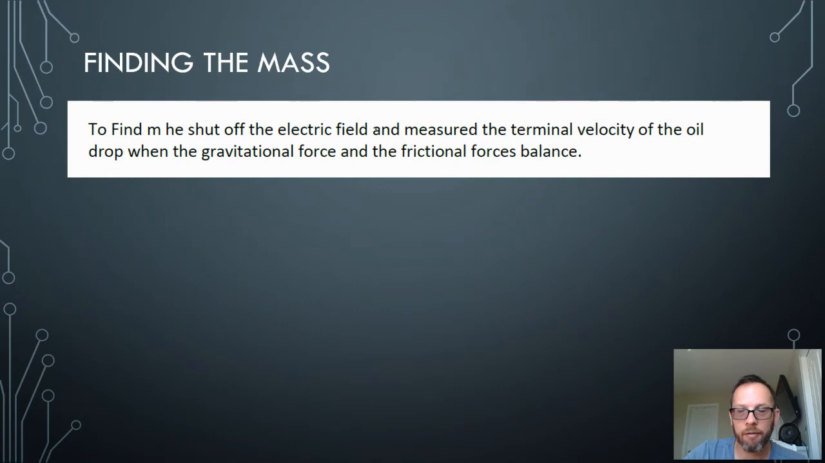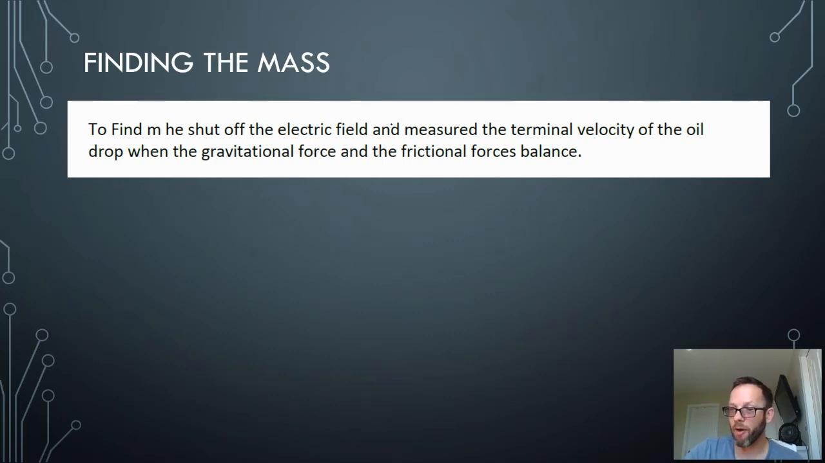To find the mass, what he did was, having suspended the droplet in the field and found that required voltage, he turned off the electric field, and that oil droplet was going to float to the ground. Now, you guys in your grade 11 course hopefully talked about terminal velocity, but in reality, with air, things just don't accelerate forever. They actually reach a point where the air resistance matches the force of gravity, and they fall at a constant speed called terminal velocity.